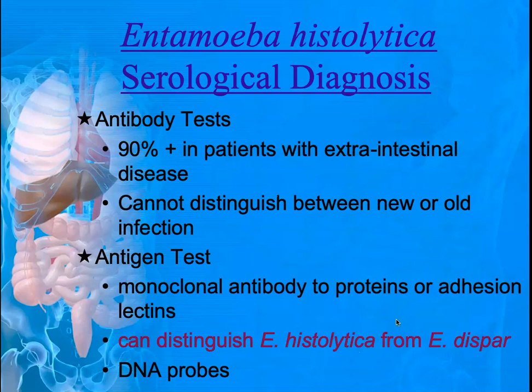We can also do antigen testing on the stool. So we can look for antigens that are specific for this parasite, surface proteins or adhesion lectins on the parasite. This is the most definitive way to diagnose Entamoeba histolytica. It is the only way to distinguish it from Entamoeba dispar, which is the next parasite we'll talk about. And you can also do molecular testing, actually look for the specific DNA sequence. Antigen testing would tell you that there's absolutely a current infection.